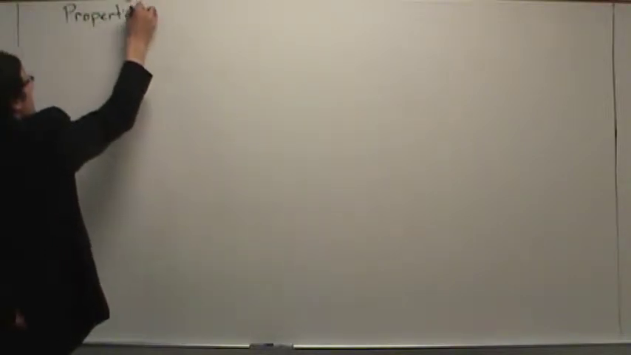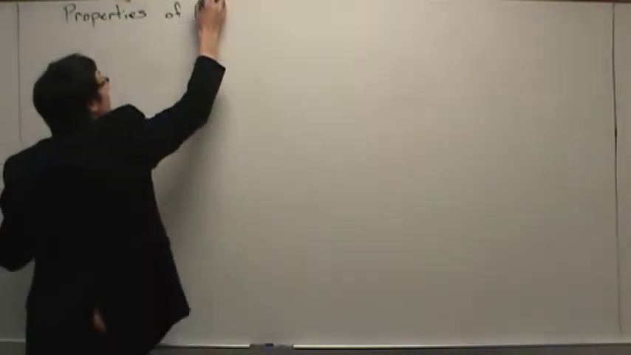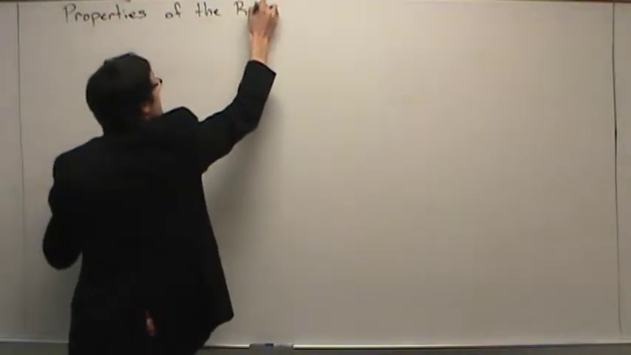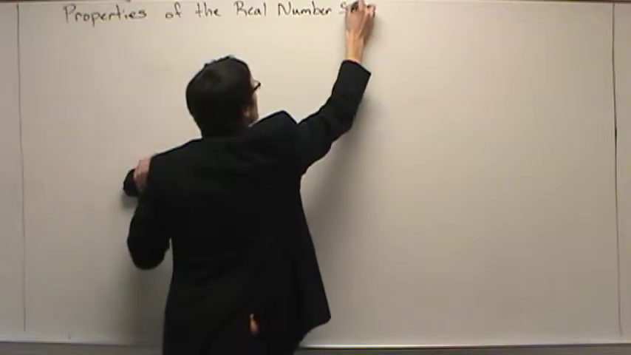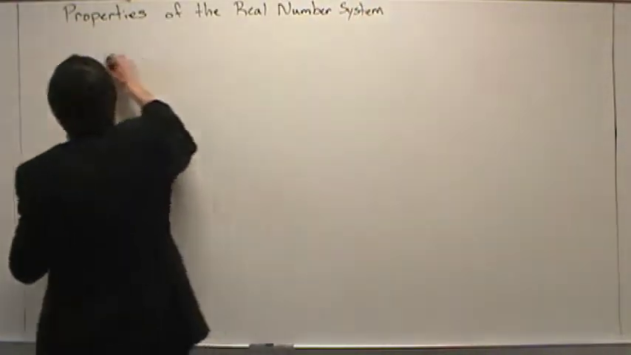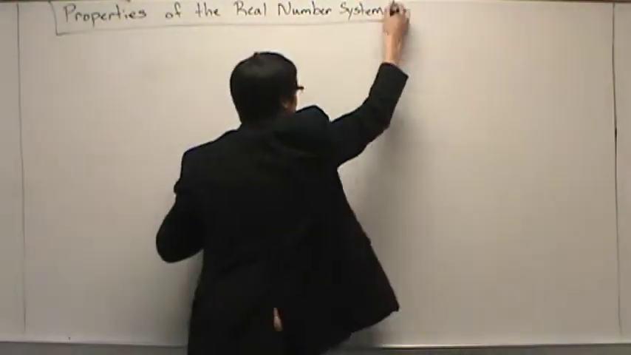You're going to write: properties of the real number system. Okay, properties of the real number system. So what are you doing today?